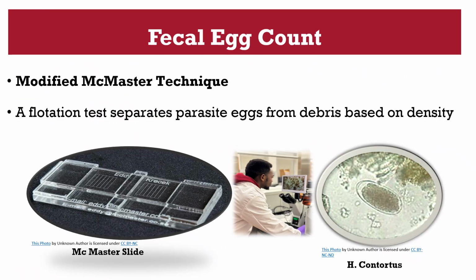And then we do fecal egg count, which is like a confirmatory test, which is a flotation test that separates the parasite eggs from the debris based on density. And so when you use the microscope, you're able to count the eggs of these parasites.